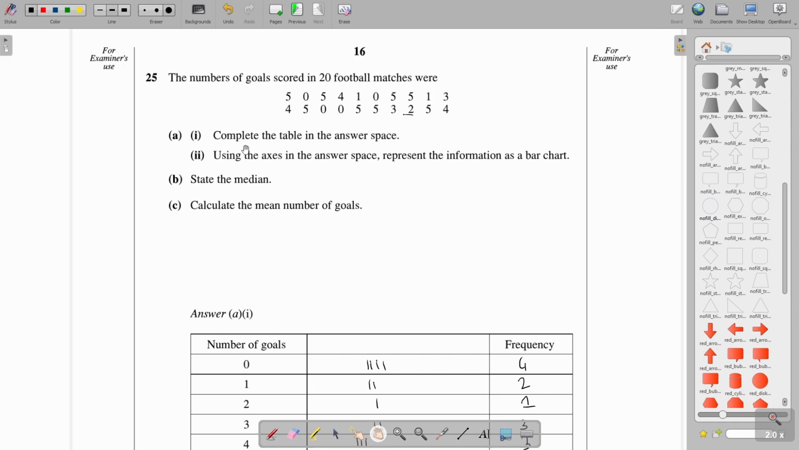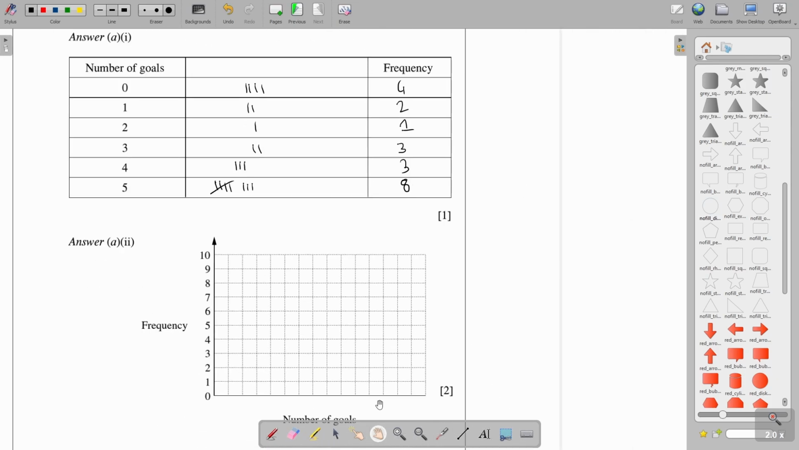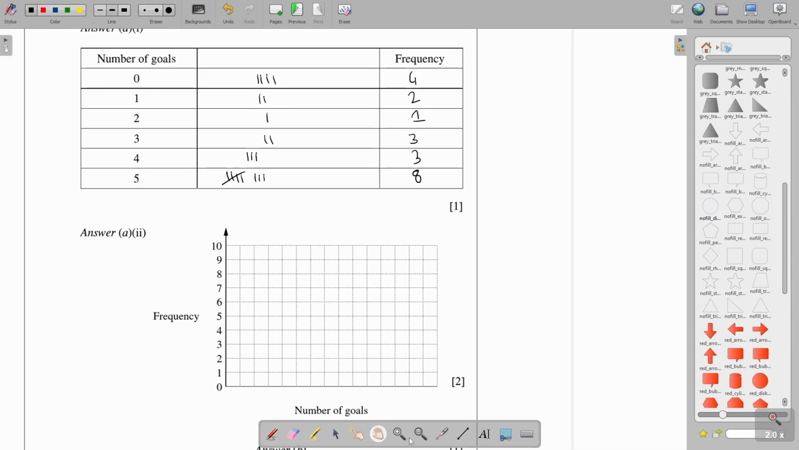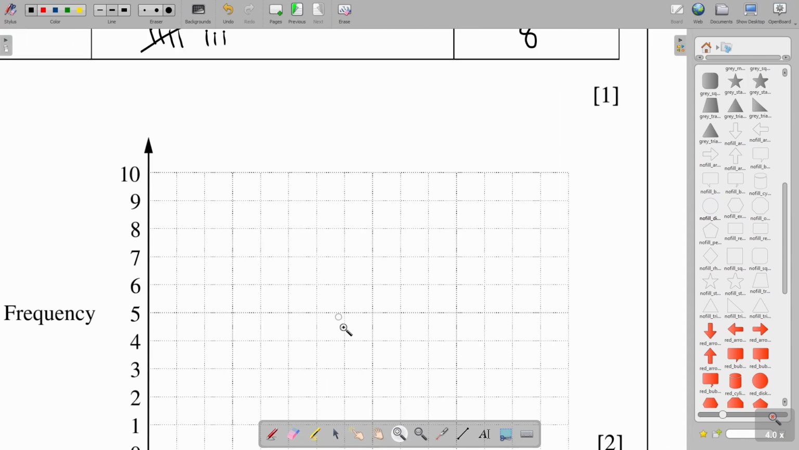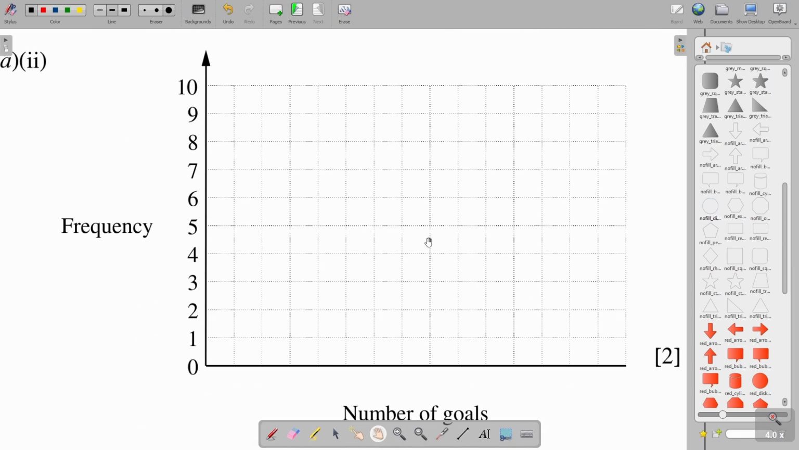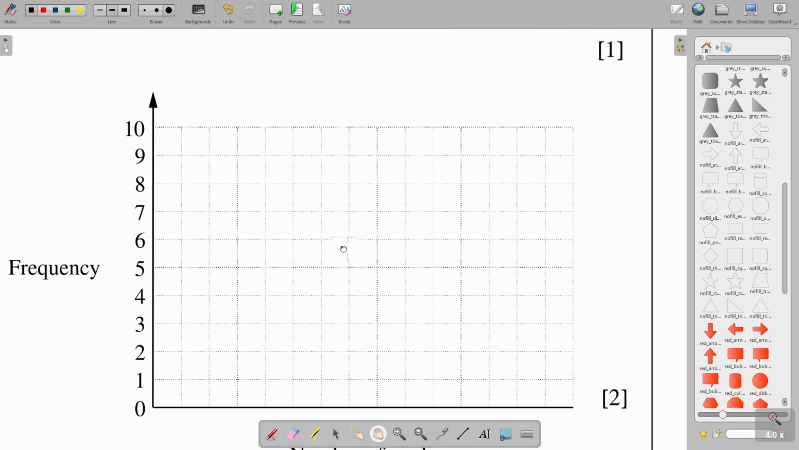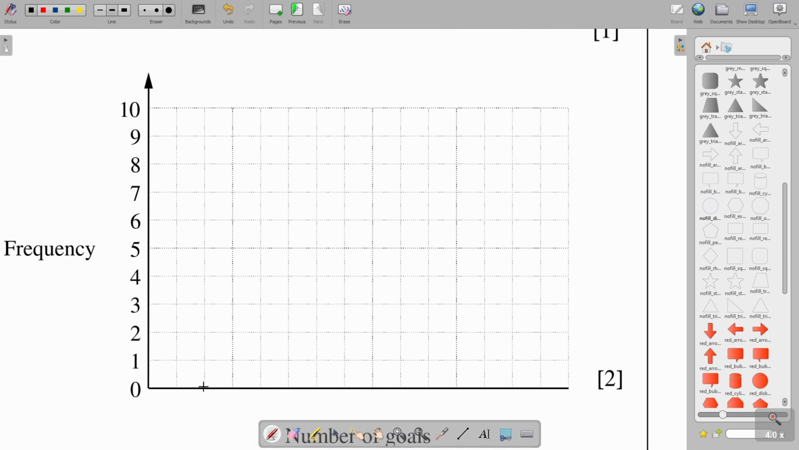All right, using the axis in the answer space, represent the information as a bar chart. A bar chart is different from a histogram because the bars are not connected. First, we'll write 0. We need to make sure the bars are not connected, and you usually write the numbers in the middle for the bar chart.